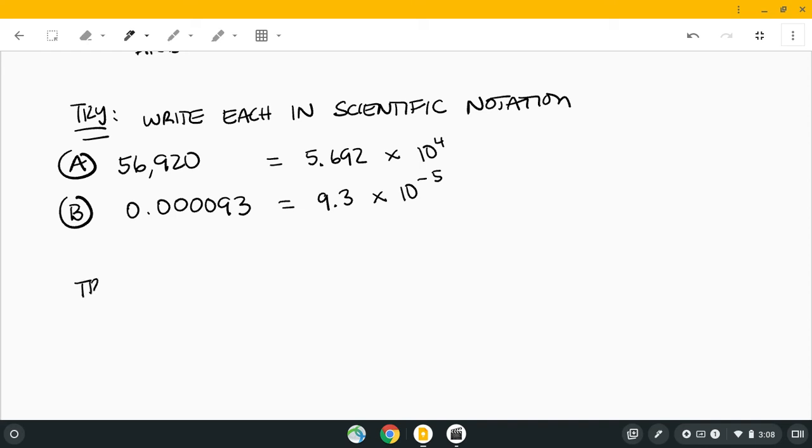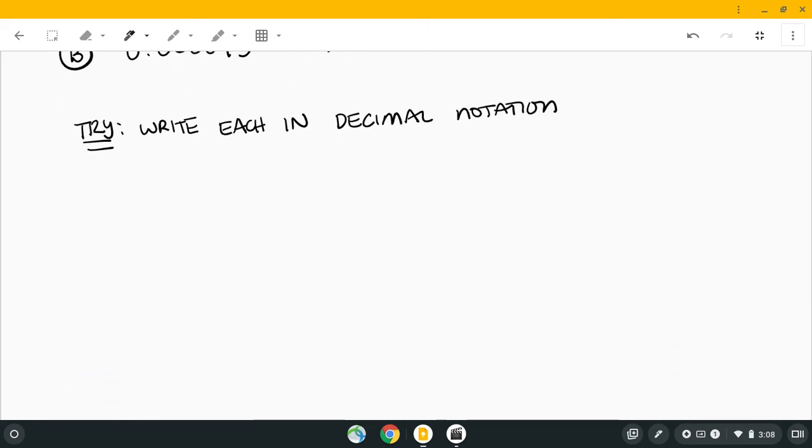Excellent. And go ahead and try these. Let's see if you can go the other direction. Go ahead and write each in decimal notation. Okay, so try this one, 6.97 times 10 to the 9th. And try this one, 4.6271 times 10 to the negative 6. Okay, go ahead and hit the pause button and come right back.